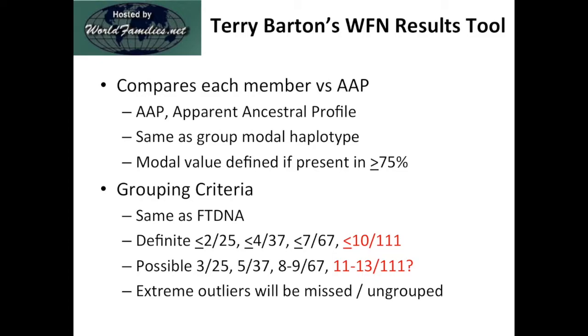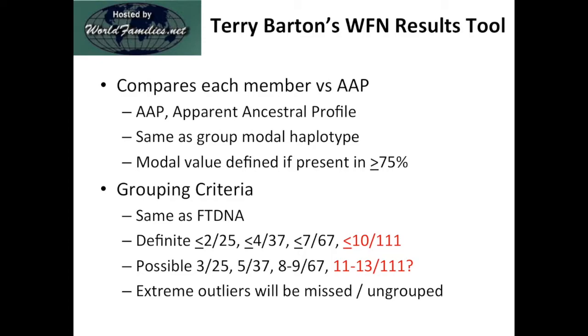And then they also identify possible group members by just a slightly more relaxed threshold for genetic distance. The trouble with this, of course, is that extreme outliers will be missed and they will be ungrouped. And that is a common feature of whatever system of genetic distance matching you use. And I'll show you what happens with Chase Ashley's tool as well.